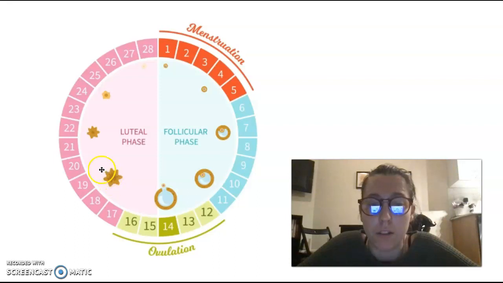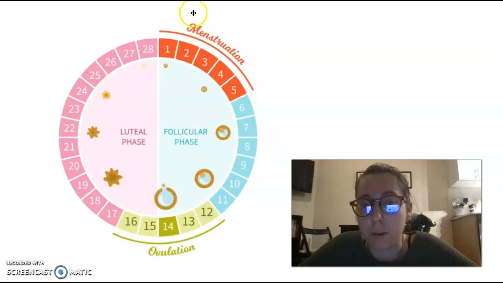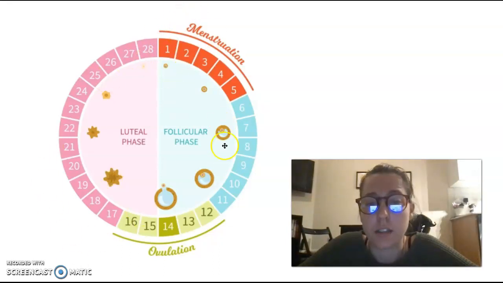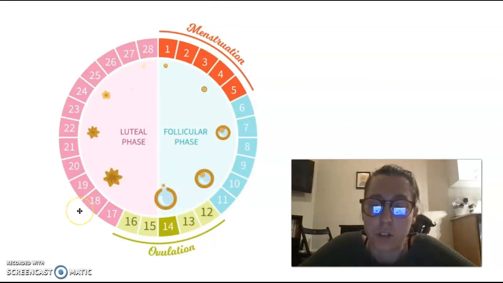The corpus luteum eventually does start to die, and that is when the body prepares for menstruation. In this cycle, in the follicular phase, estrogen is the dominant hormone, and in the luteal phase, progesterone is the dominant hormone.